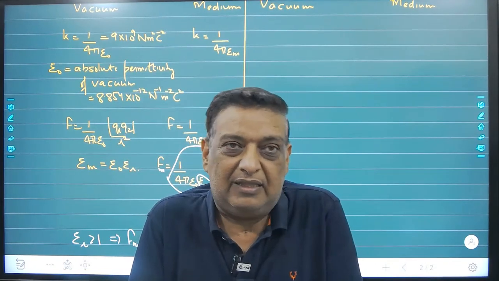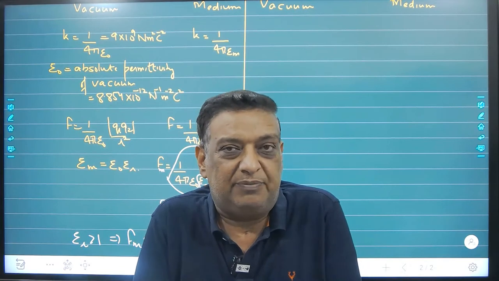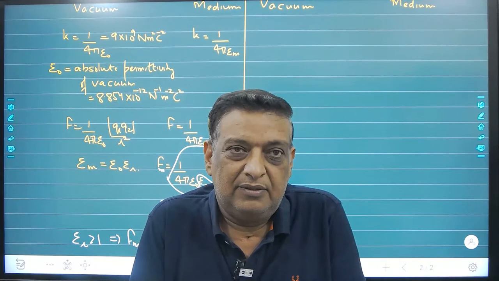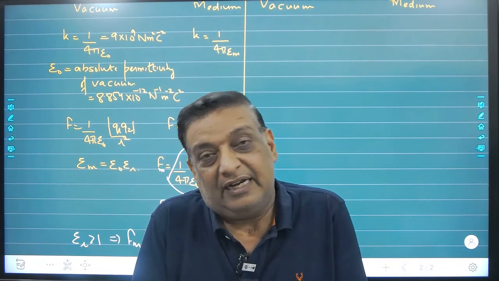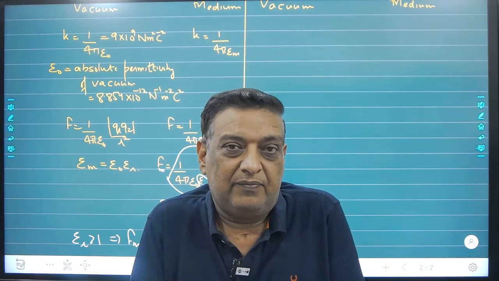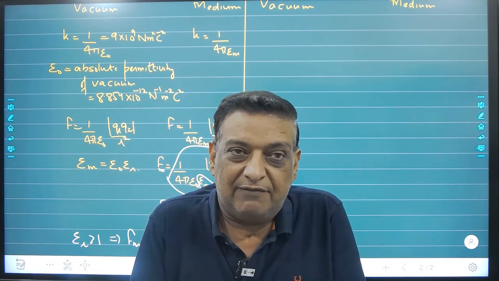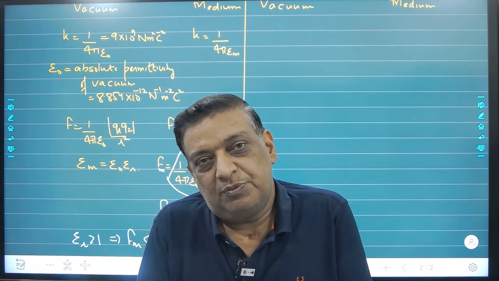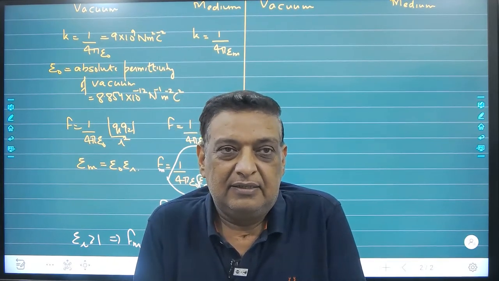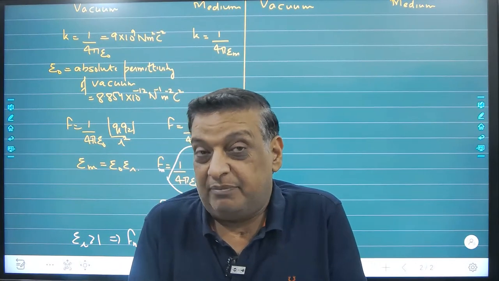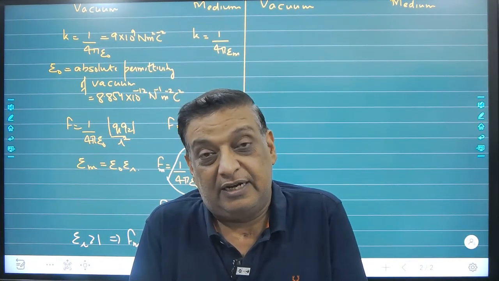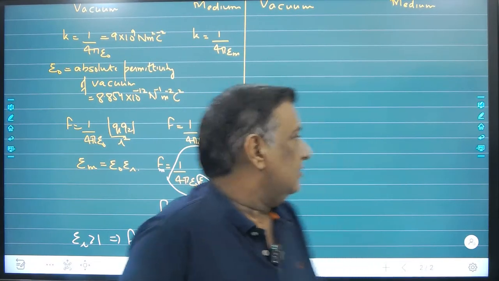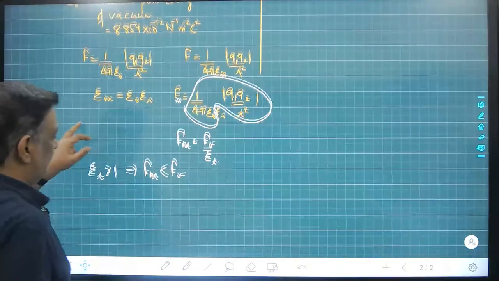Agar humne medium bhi dal diya because of charges being induced in a medium, medium also exerts some force on Q1. The effect is that net force acting on Q1 will change. But you always have to remember that Coulombic force is a two-body interaction. The force between two charges does not change with change in medium. Net force changes. And net force is because of the force exerted by medium. So we say that it's a two-body interaction.